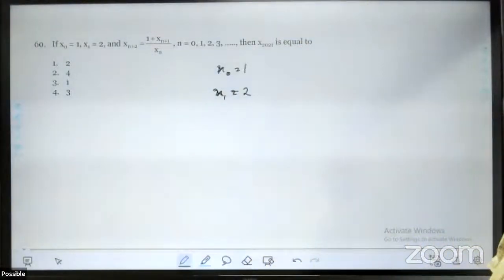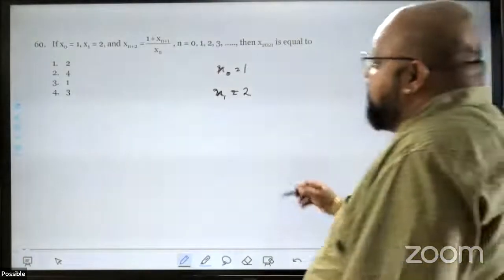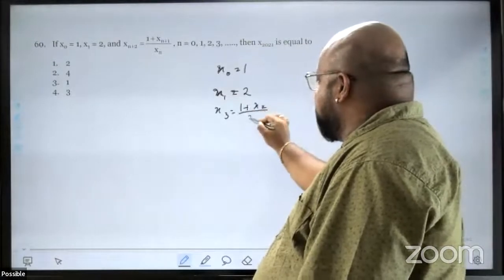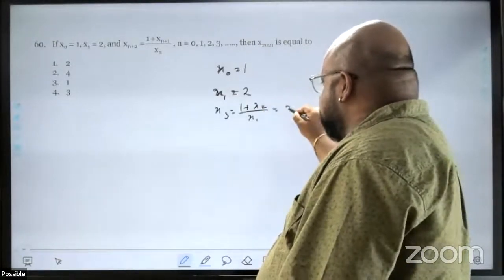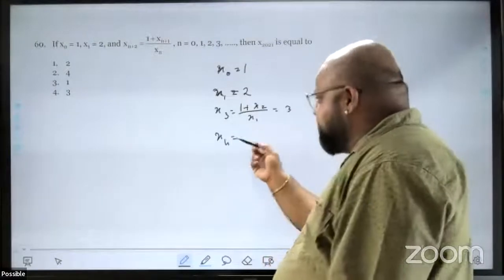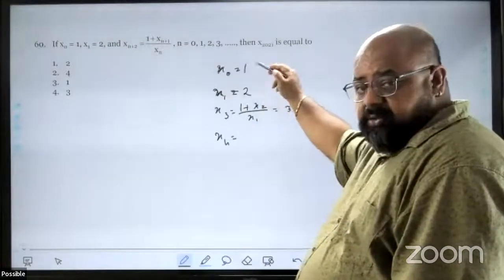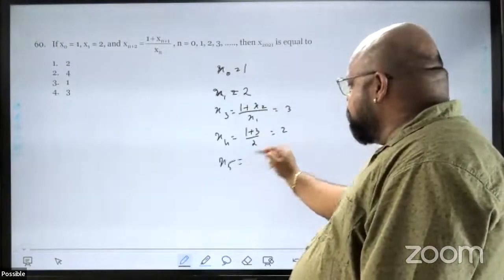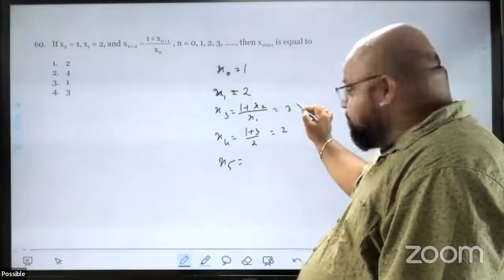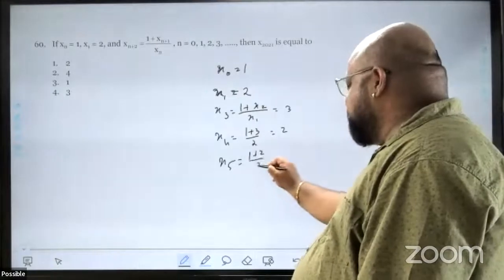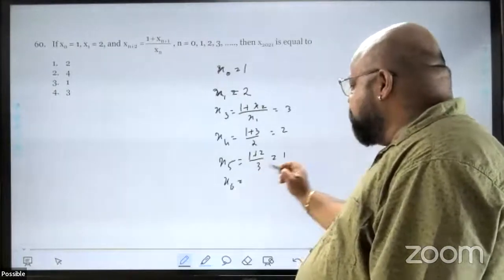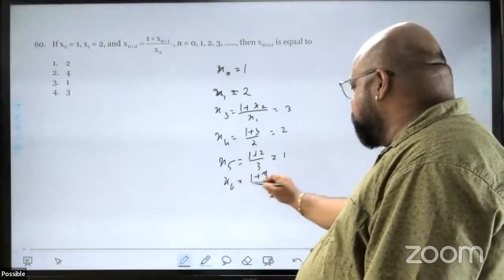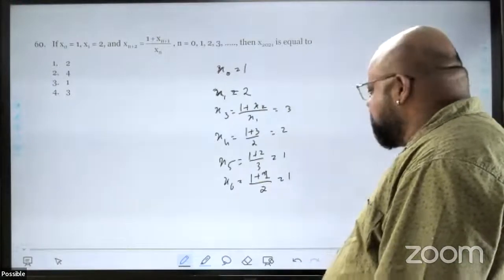x1 is 2. xn plus 2. So if I put n as 1, x3 will come out to 1 plus x2 by x1, which will be nothing but 1 plus 3 upon 1, which is 3. x4 will come out to 1 plus the previous term upon the term before that. So 1 plus 3 by 2, which is 2. x5 will come out to 1 plus 2 by 3, which is 1. x6 will come out to 1 plus 1 upon 2, which is again 1.